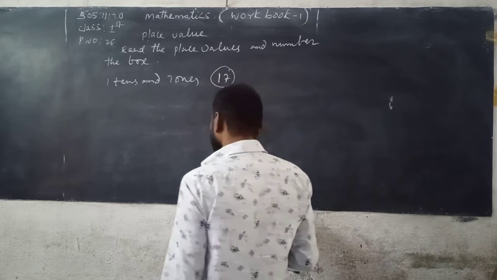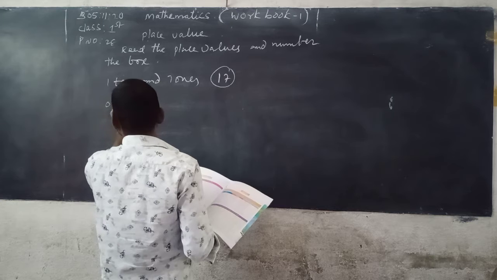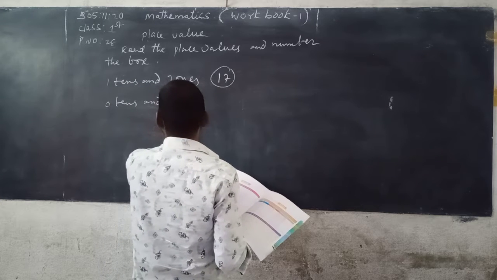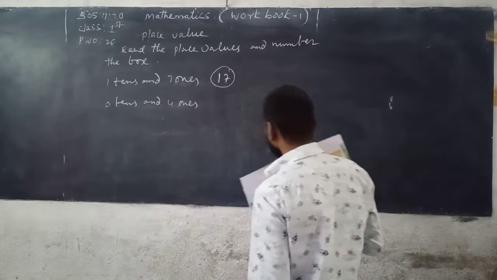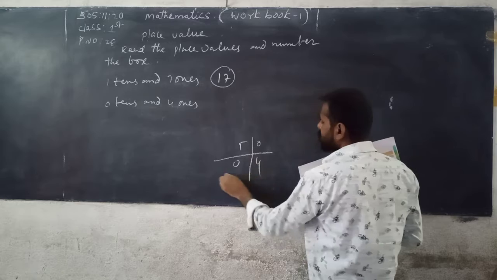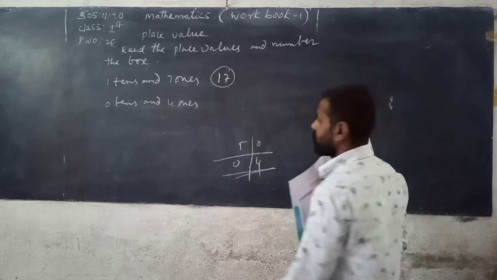Next, 0 tens and 4 ones. Listen carefully. So you can write it here. Ones place, tens place. 0 tens, 4 ones. 0 4 means 4.